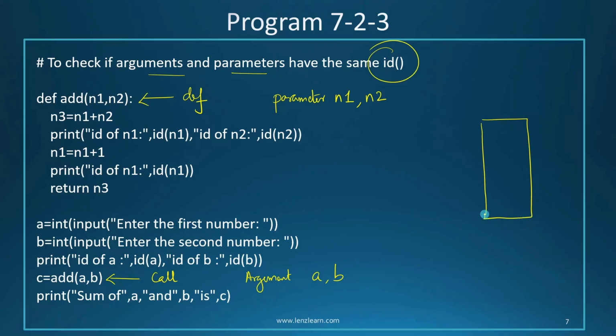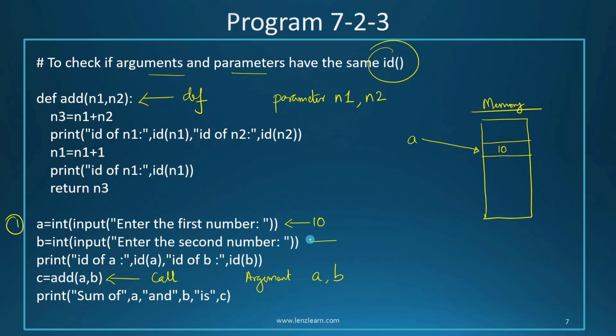So this is my memory unit. Here, let's say we are starting the program. This is the first statement that will get executed. It is asking for the first number. I'll give input as 10. So when I give the input as 10, in memory I'll create the value 10 and variable a will be referring to it.